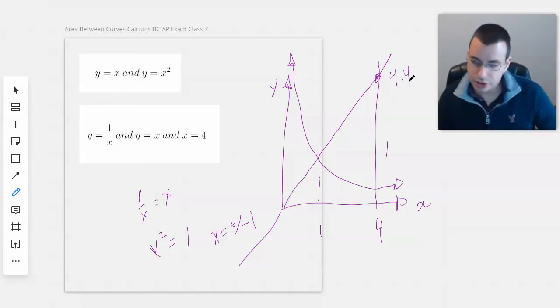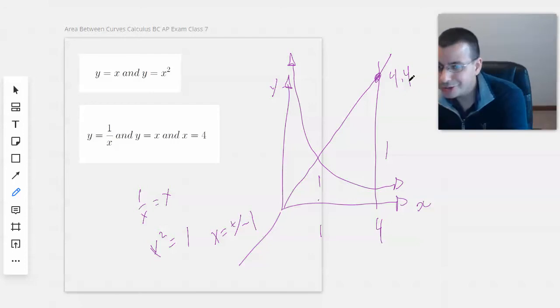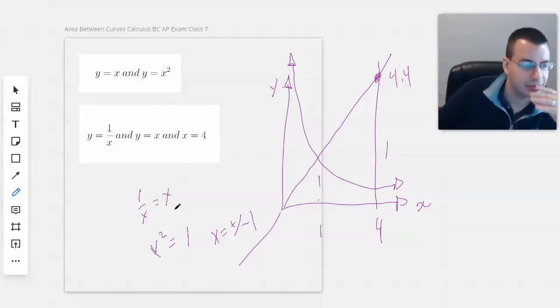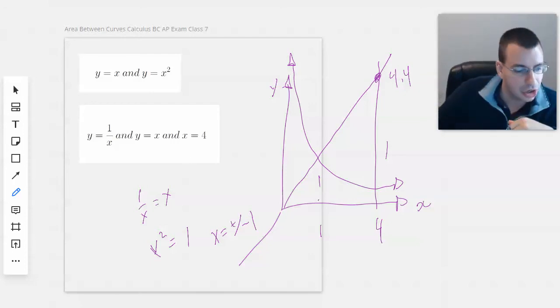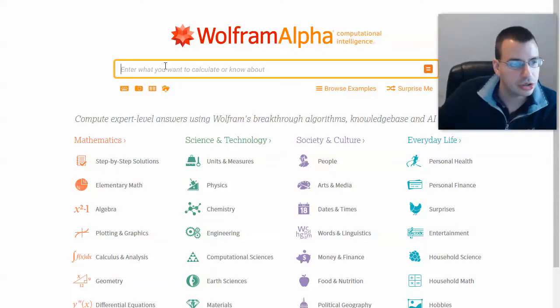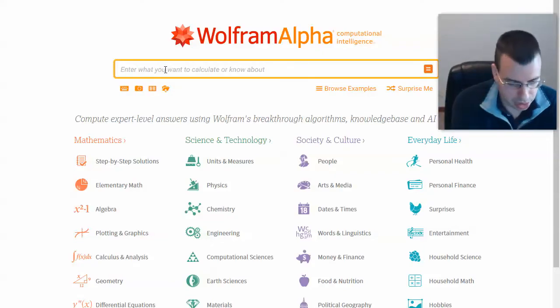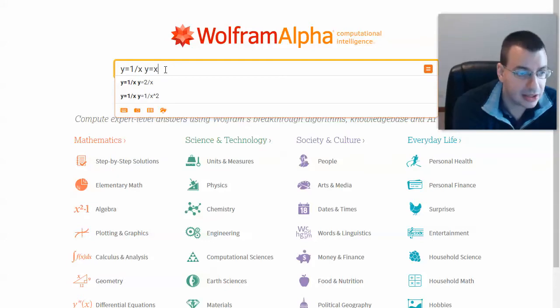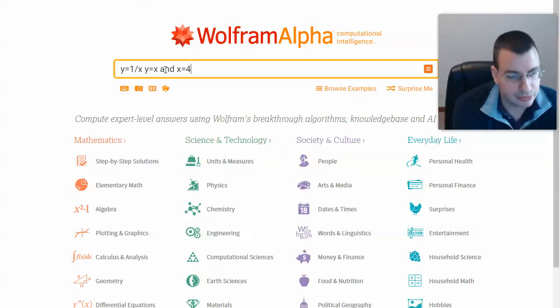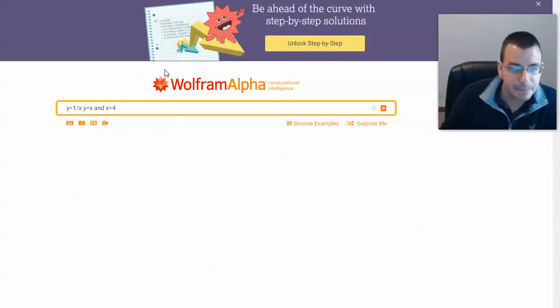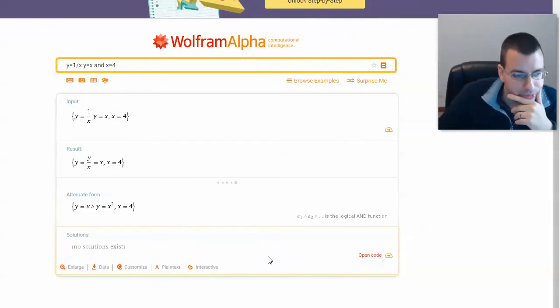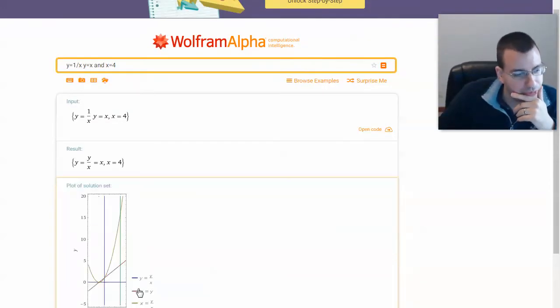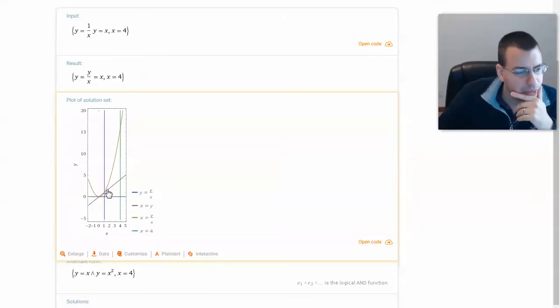So I'm going to Wolfram this just to be sure. I'm pretty much sure that I'm probably correct, but you can always be a little bit more sure. So we have y equals 1 over x, y equals x, and x equals 4. Yep, that kind of looks like what we got. Okay, I'm good with this.